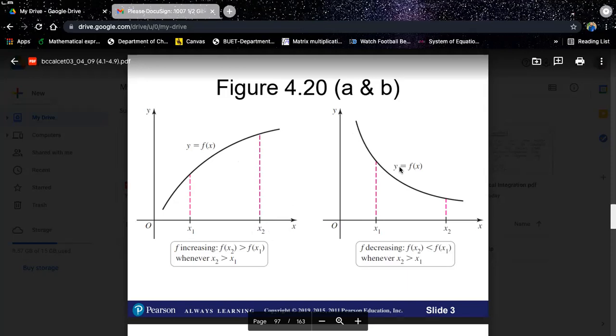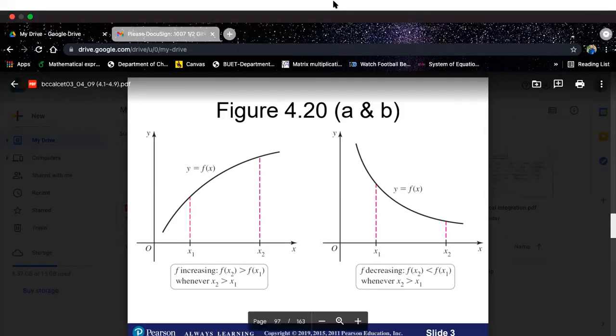And if we eyeball the graph on our right, you could see as we are going to our right, the function is slowly and slowly going downwards, right? You could see the functional value at x2 is definitely at a lower position than the functional value at x1. Do you agree?